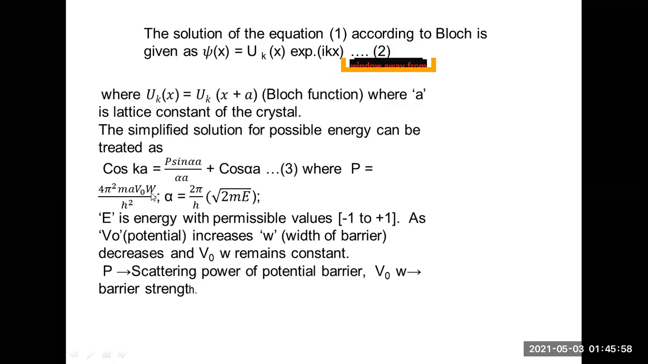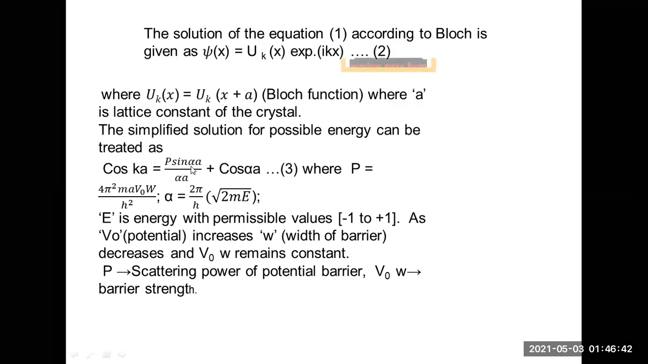P is 4 pi square m a V naught omega by h square. And what is alpha here? You can see alpha is 2 pi by h under root 2mE. You need to understand this. This is a very detailed calculation which has been done mathematically. But since we are not dealing with the mathematics here, it is a very trivial issue to solve this particular equation. What we are considering here is that we are just taking the end equation of the solution of the second order differential equation, and after different mathematical calculations, we obtain this particular solution, right?